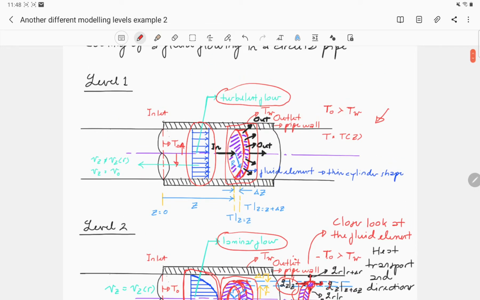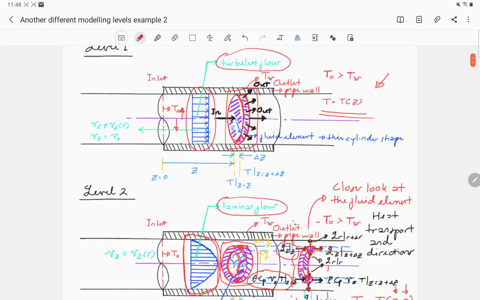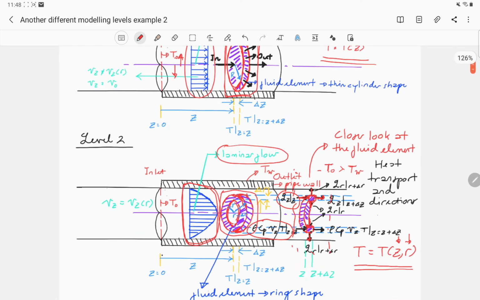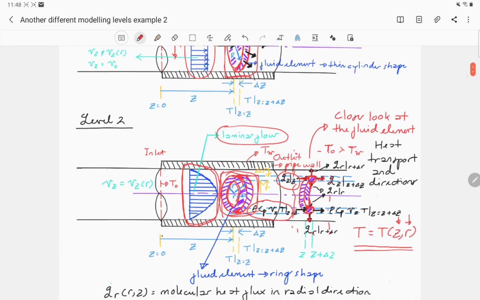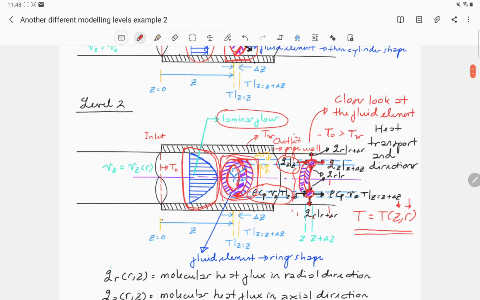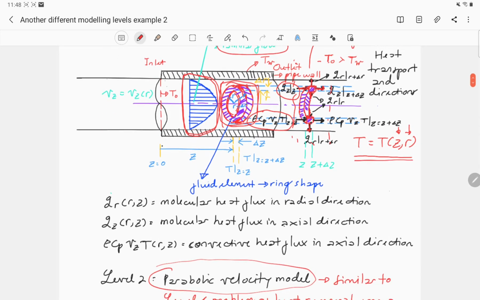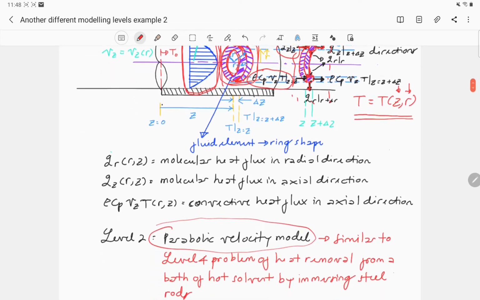axial direction. In this case, on the other hand, because the velocity is the same in the radial direction, so it's not a function of the radial direction, then we simply get that the temperature is only a function of Z. That's why we have the thin cylindrical shape in this particular level. And then in this particular level, we have a ring-shaped fluid element. When we have a ring-shaped fluid element, it means we have to consider the distributions of the temperature and the velocity in the radial and axial direction. So it will be complicated.